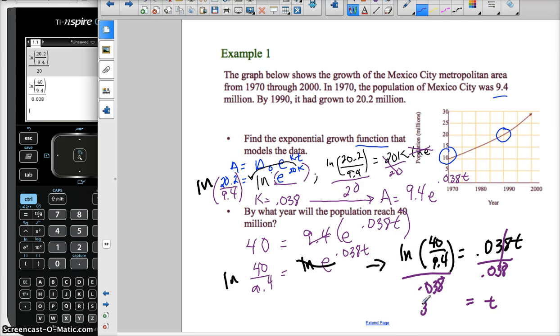Now it's important to go back and read and make sure we're answering the question they're asking. The question says, by what year will the population reach 40 million? Well, if you answer 38.1 years, you're telling us in how many years we could expect the population to reach that, not the actual question that's being asked. So if this data was initially set up in 1970, then we would add 38.1 to 1970. And so we could say that by the year 2008, the population should reach 40 million, according to this model.